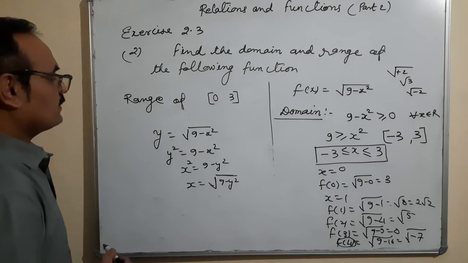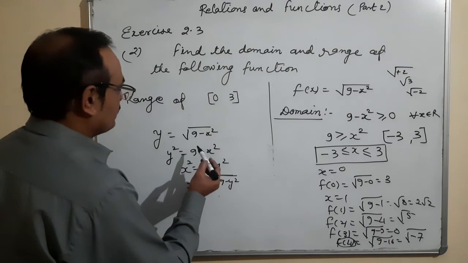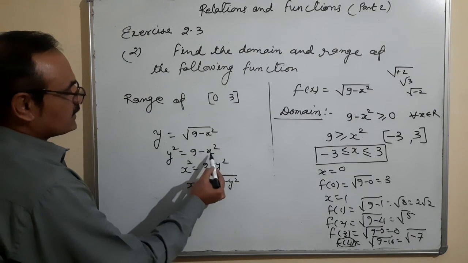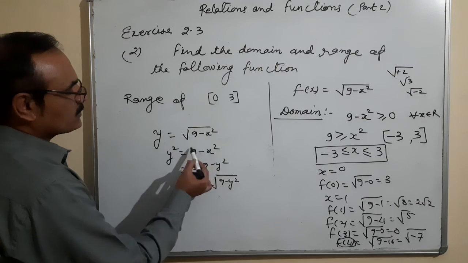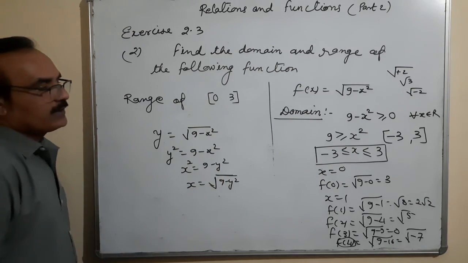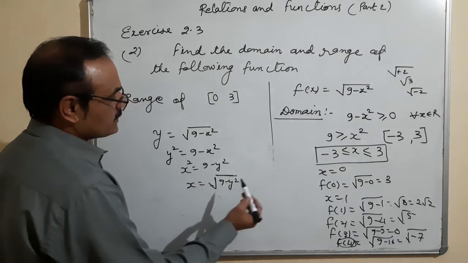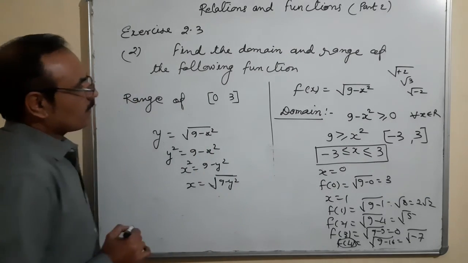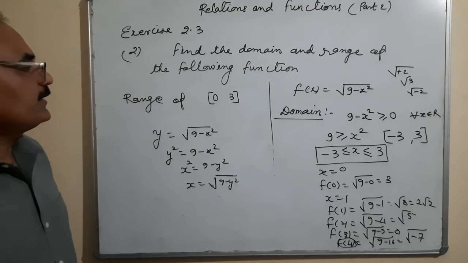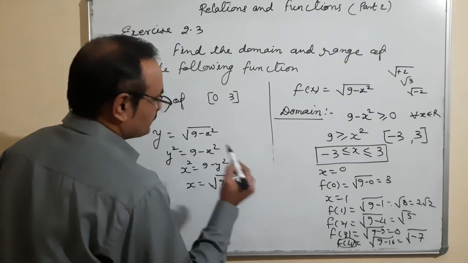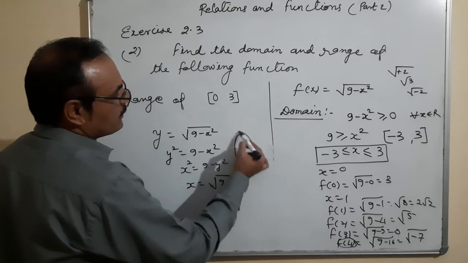So what does it mean? The meaning is, here we can understand like that 9 minus x square is equal to y square, and this value is greater than 0. Okay. So here the range is 0 to 3. In the range we cannot put any value which is less than 0. Okay. And now you can understand diagrammatically.